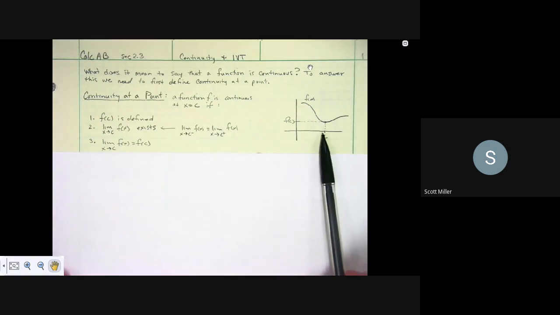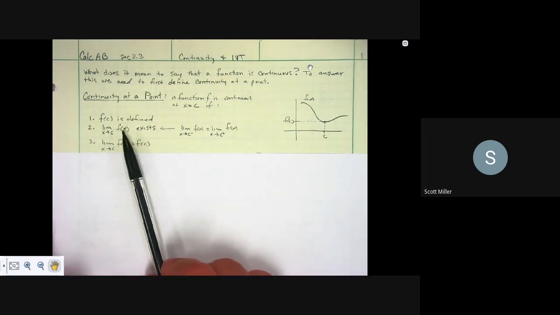Step number one, is f of c defined? So if I come over here in my graph, at c, there should be a dot somewhere at c, so that there is a value for y. If it's not on the curve itself, then it will not be continuous. But the first step is to establish that there is indeed a point there. It can't be a vertical asymptote, it can't be a hole in the graph or anything like that. There's got to be a point.